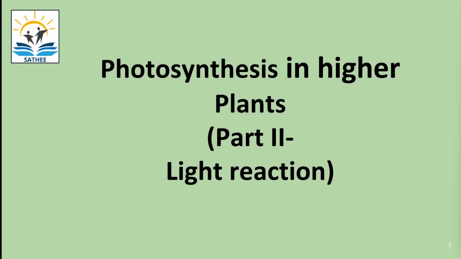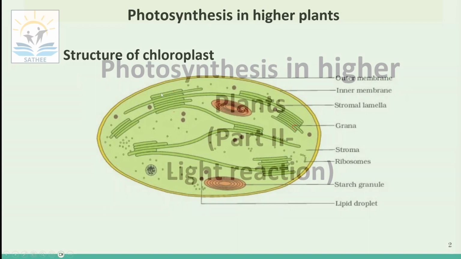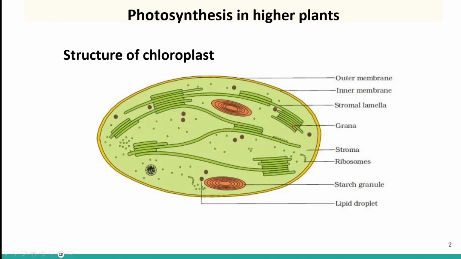Hello everyone, and today we are starting with the new session of the topic photosynthesis in higher plants, and we'll be studying about light reaction in detail today. So let us first discuss about the structure of the chloroplast. So chloroplast is basically a double membrane structure. It consists of an outer membrane and an inner membrane.